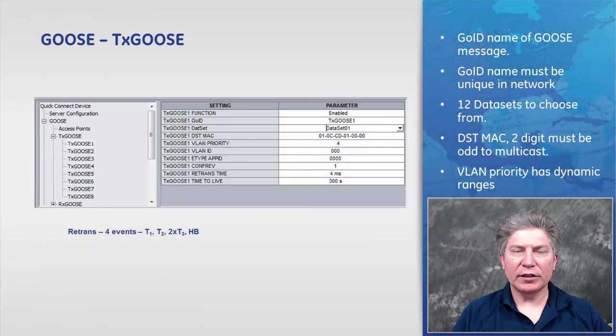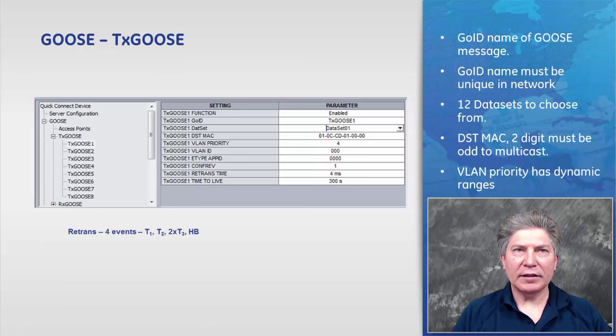Okay, next we'll look at the TX Goose, which is the published Goose. There are 8 TX Goose messages available. As in previous versions, Goose 1 and Goose 2 are known as the Fast Goose, designated for mission critical digital signals only. Goose 3 through 8 are known as the Slow Goose, used for non-mission critical signals and analog signals.